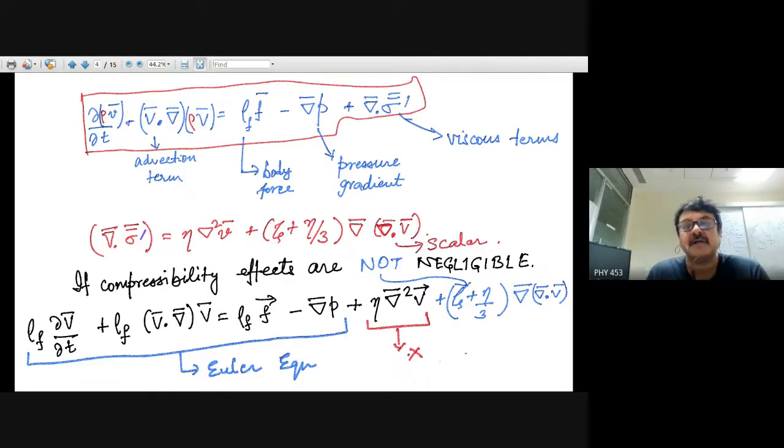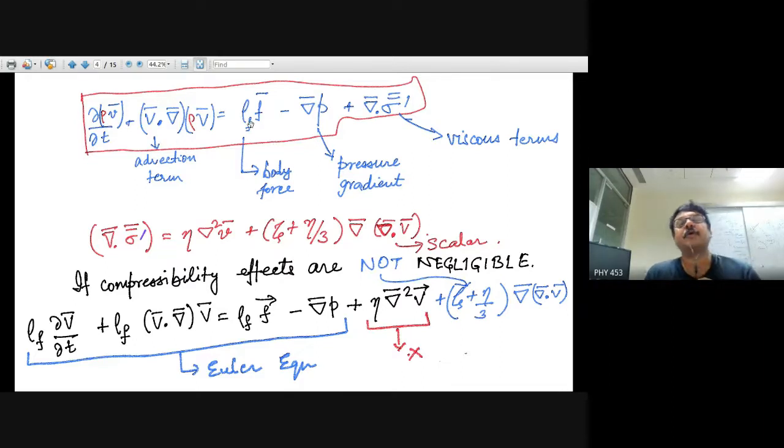of momentum, provided explicitly as a function of time and as a function of x, y, z. And for this to be non-zero, one either needs a body force or a pressure gradient or a divergence of the stress tensor or a combination of all of these. But if all of these are zero, then this will be zero.